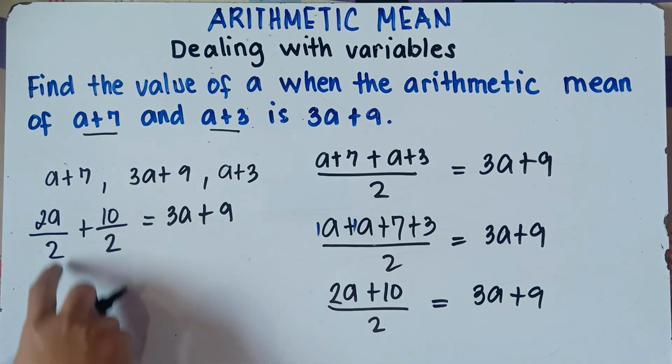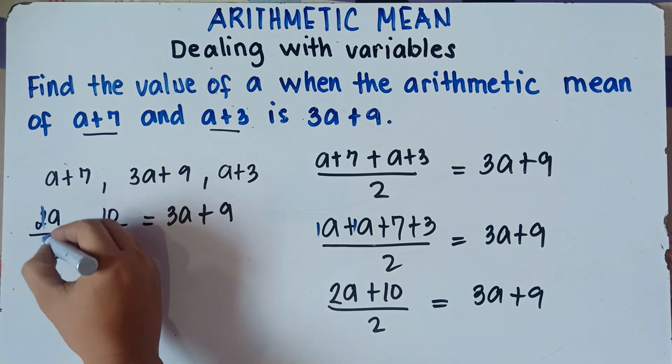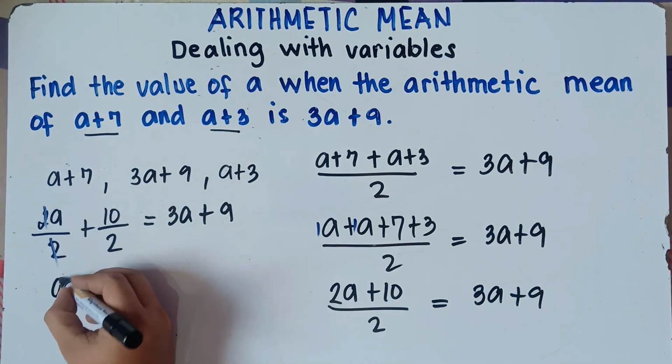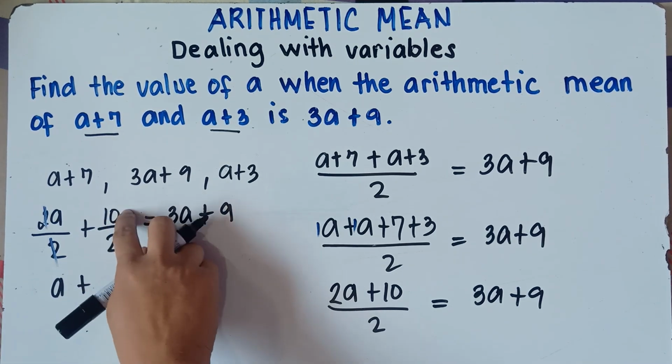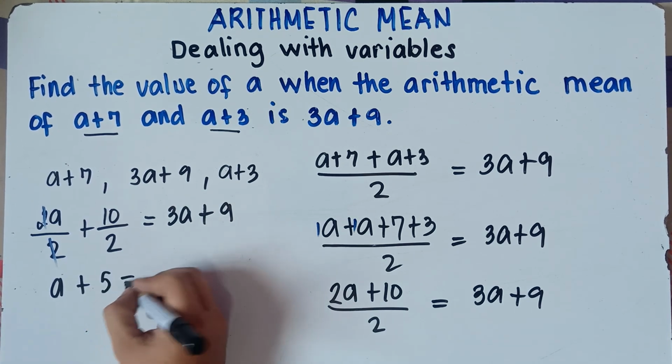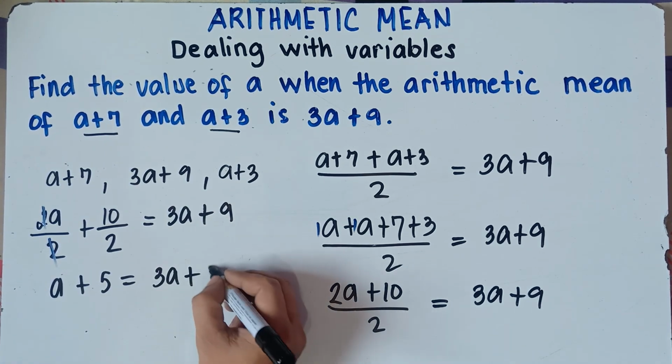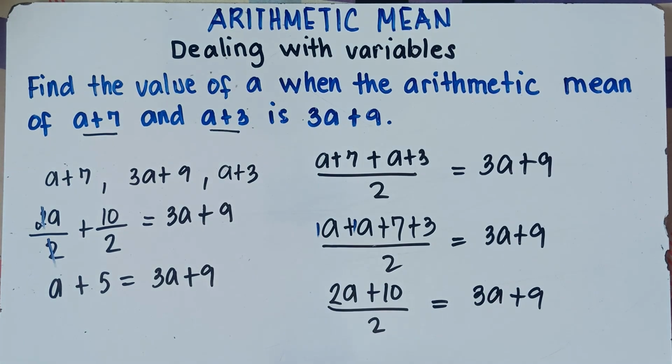So 2a divided by 2, we can cancel 2, and then this will be a. 2 divided by 2 is 1. So simply copy a plus 10 divided by 2, that's 5, equals 3a plus 9. Alright, so to get the value of a class, you have two solutions.